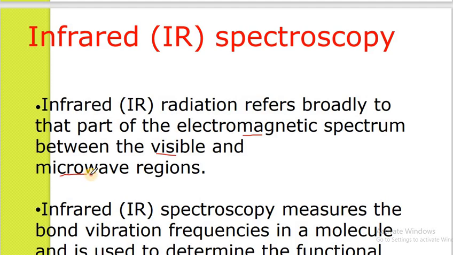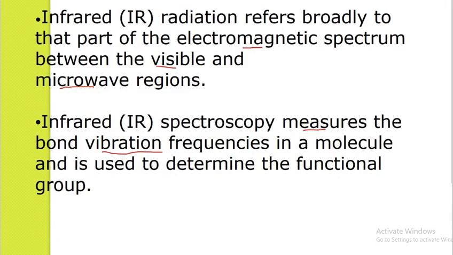This we have also seen in the diagram, that is in the electromagnetic spectrum, and it measures mainly the bond vibration frequencies. This is important. IR measures the bond vibration frequencies in a molecule and is used to determine the functional group.